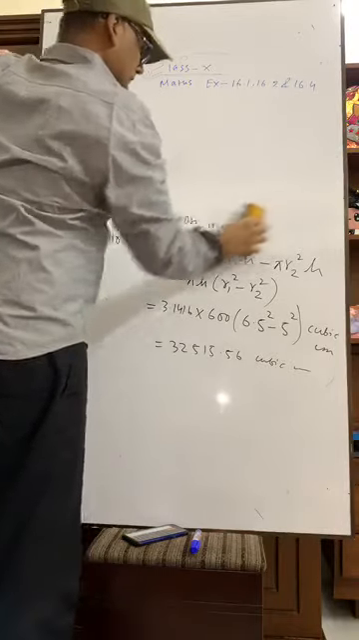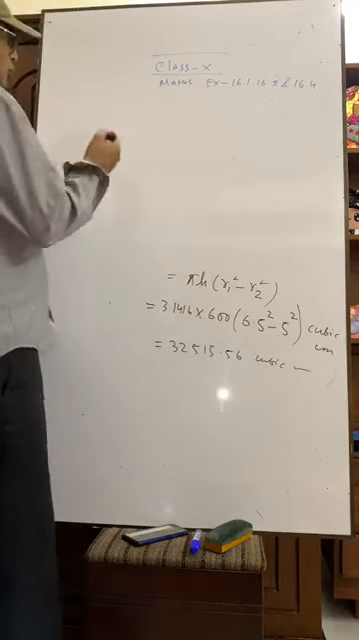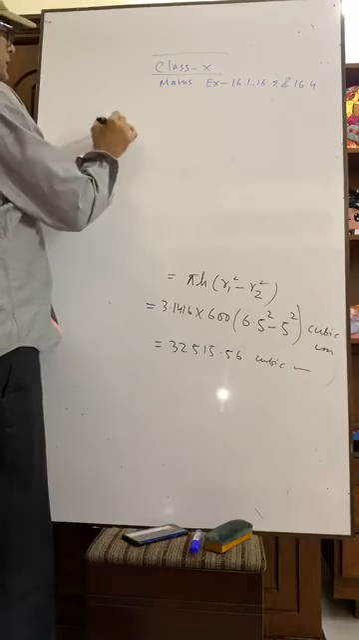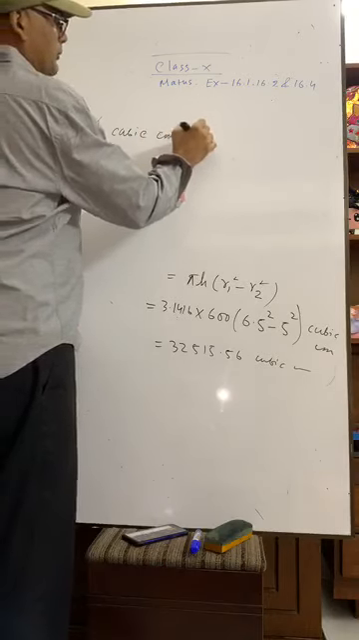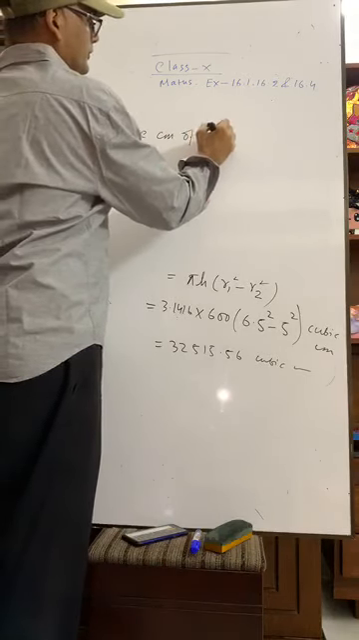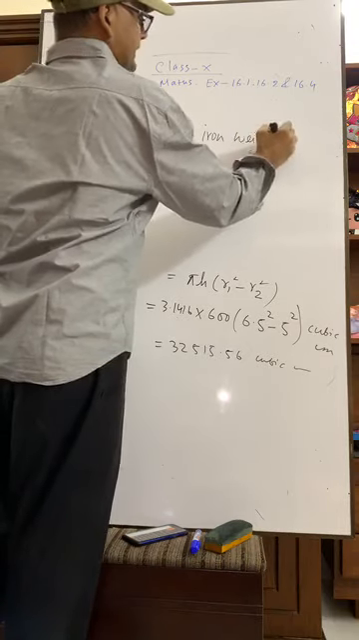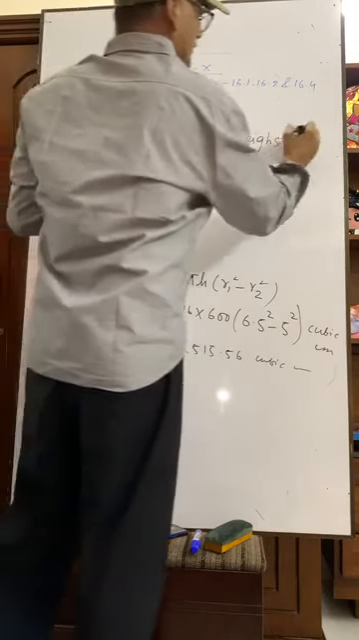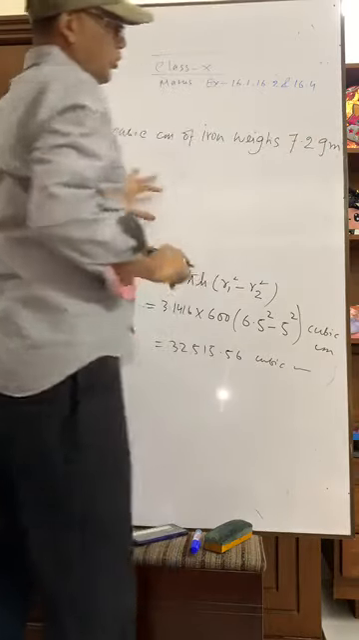You write down what is told in the question. Again, you write down 1 cubic centimeter of iron weighs, W-E-I-G-H-S, weighs 7.2 gram. What is meant by this?